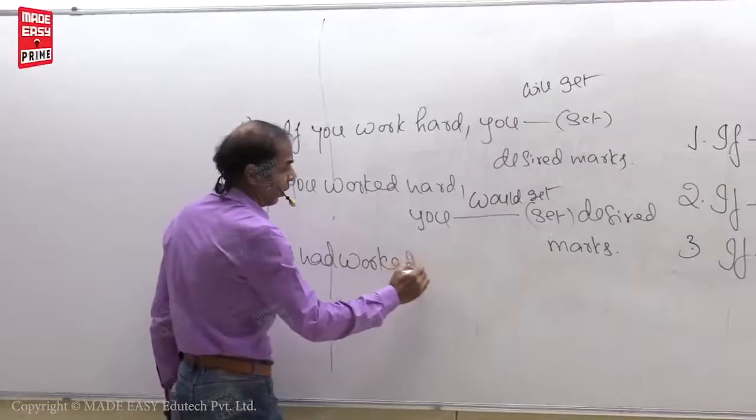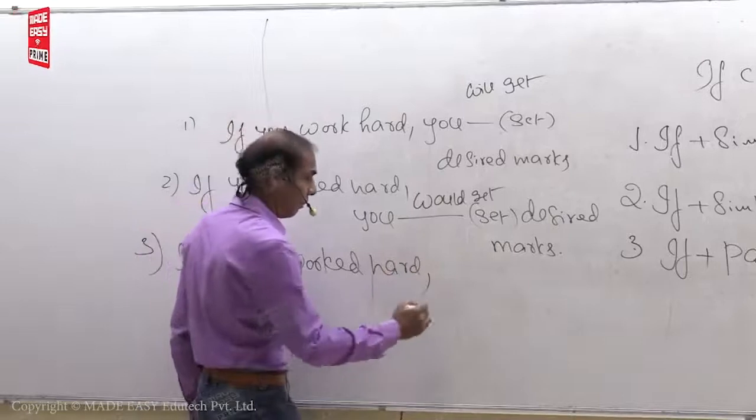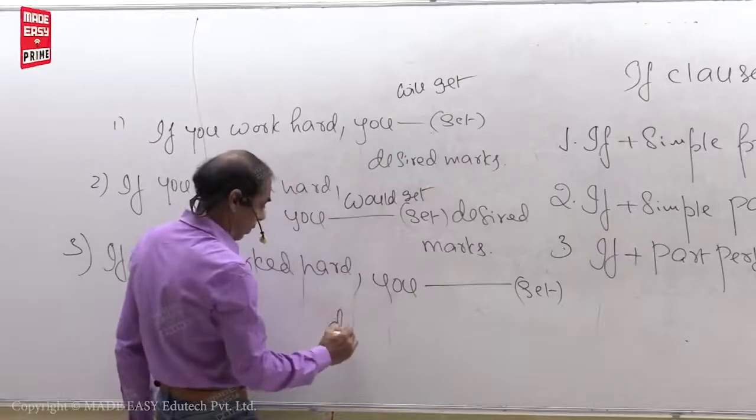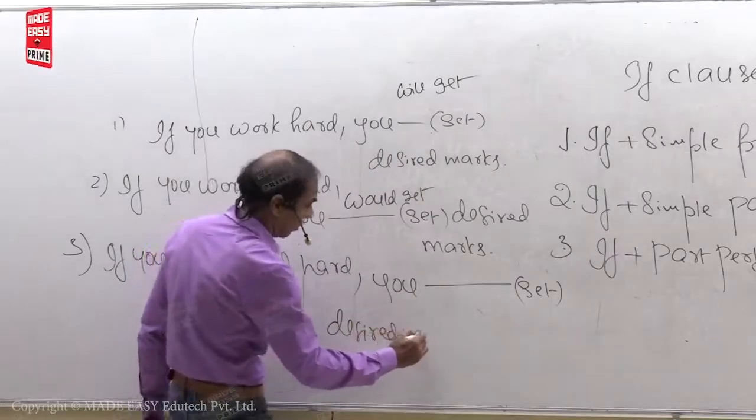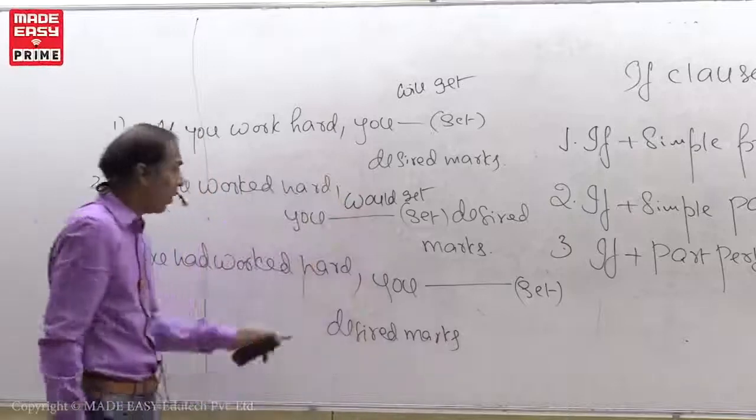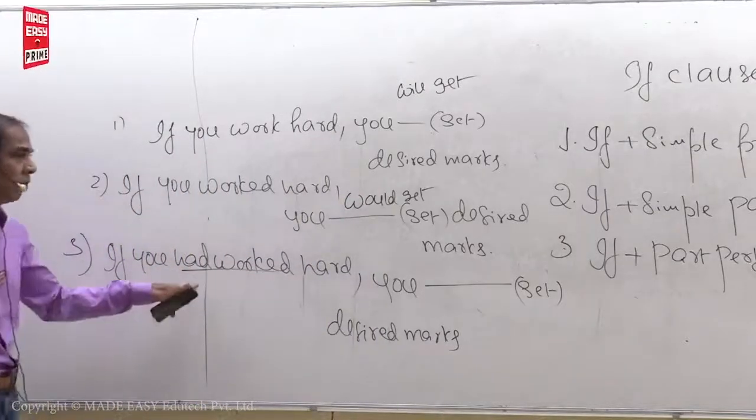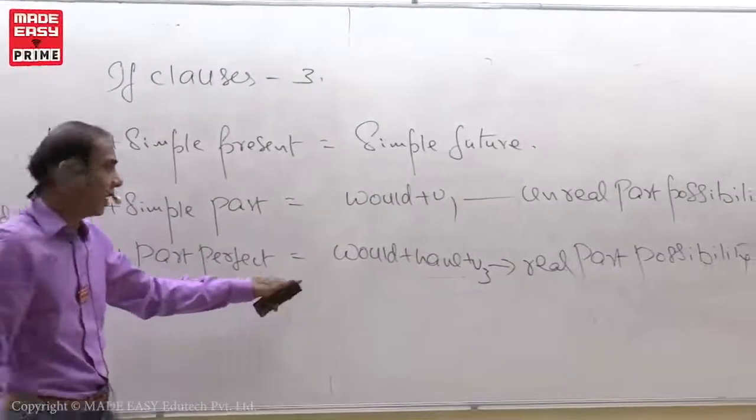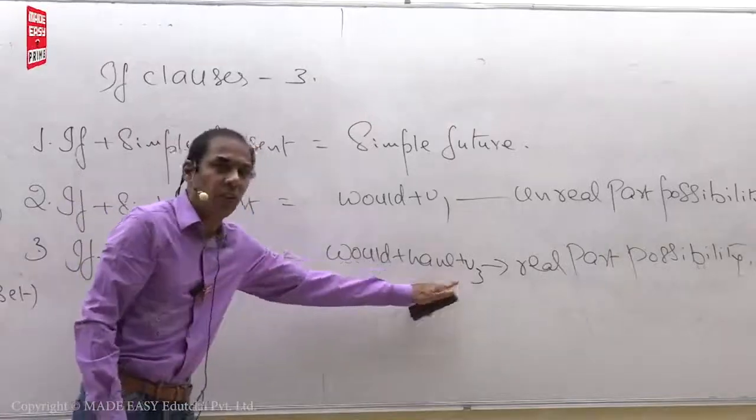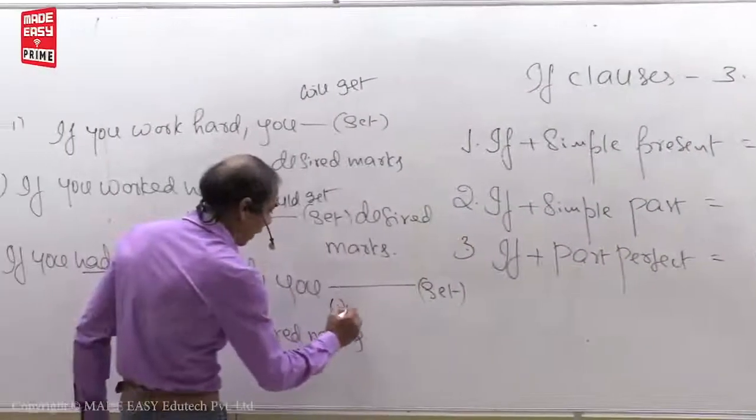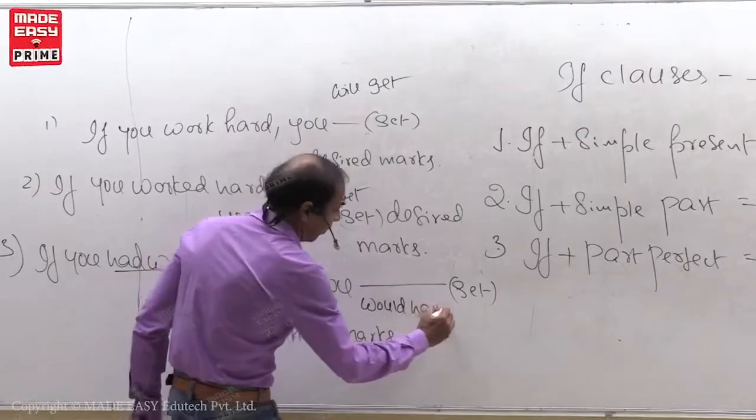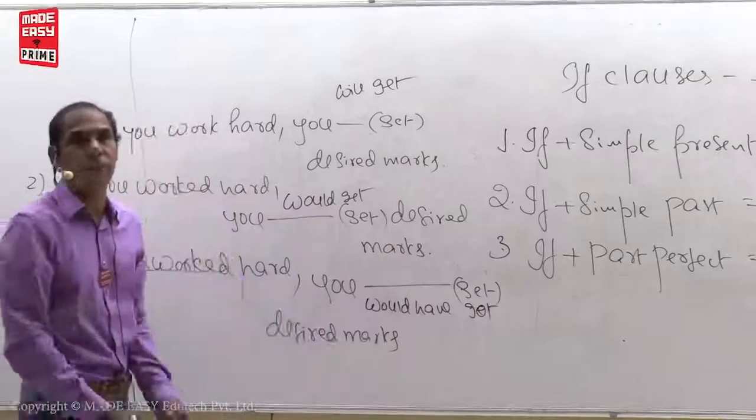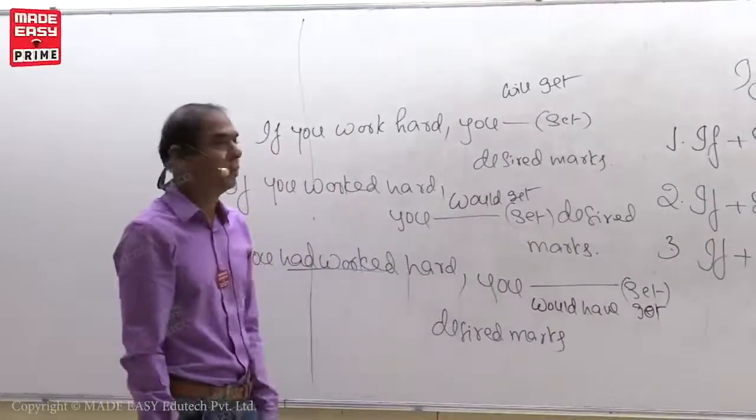If you had worked hard, you would have got desired marks. See? Had plus V3. If is in the form of past perfect tense. When if is in the form of past perfect tense, the second sentence must be would plus have plus V3. Get, got, get, gotten. Both are correct. You would have got. That's it.